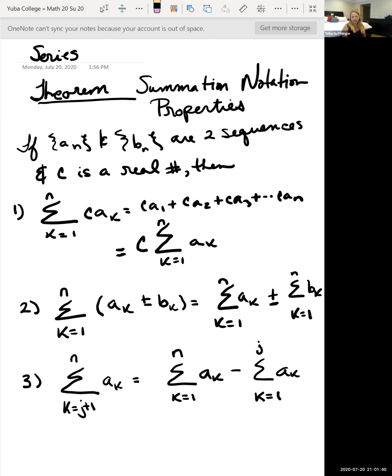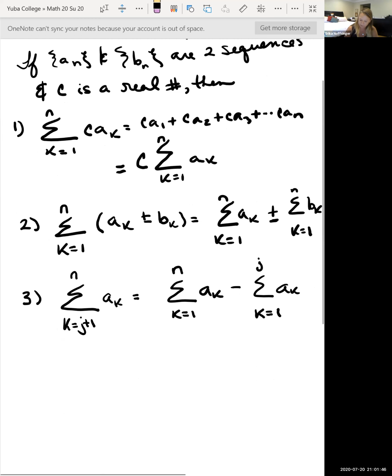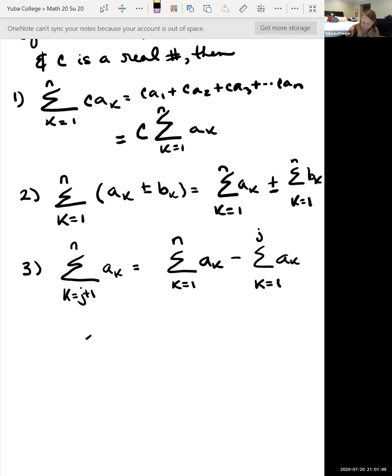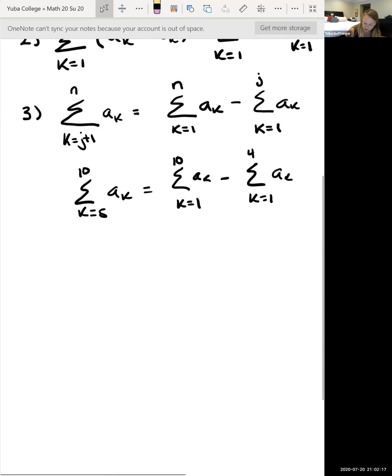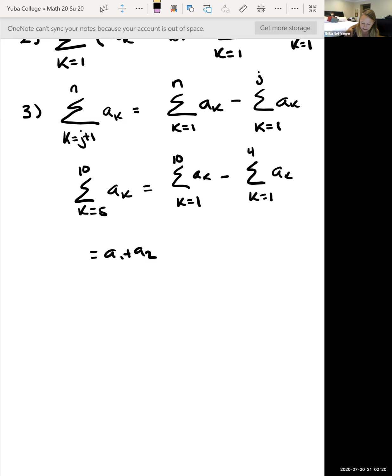So if we look at this, again, let me just rephrase this. So if we're looking at, let's say, the fifth term, so k equals 5, to, let's say, the 10th term of a sub k. So what this is saying is we can look at k equals 1 to the 10th term of a sub k minus k equals 1 to the one right below this, which would be 4 of a sub k. And so this right here would say I'm looking at my first term all the way up to the 10th term.